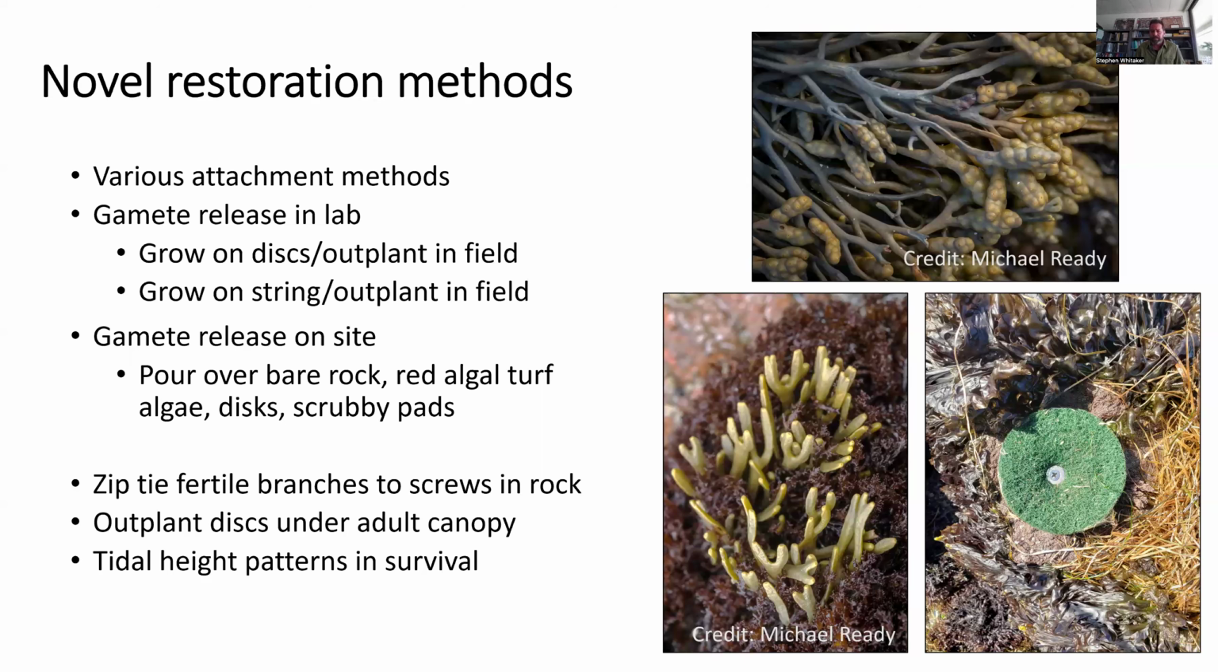And then we poured that inoculated solution of gametes onto a variety of surfaces, both natural surfaces like just rock, as well as a type of red algae that I mentioned, Endocladia, which you can see in the image on the bottom left. We find that Silvetia recruits to this algae quite easily. So we tried to pour the solution over the Endocladia in hopes that we would get recruits that way.